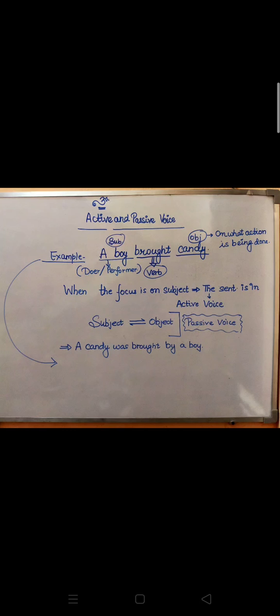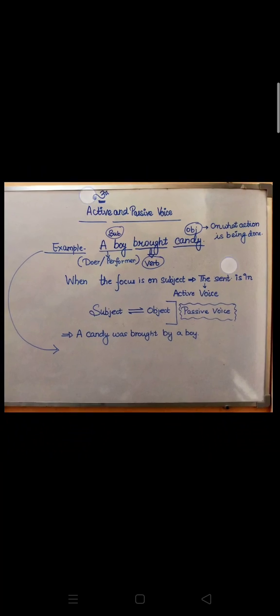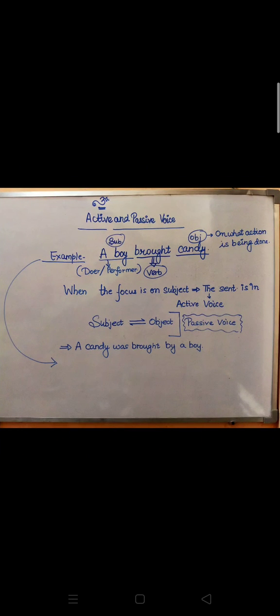Now what is active voice, or what is passive voice? For that I have an example. A boy brought candy. Now if we bifurcate the sentence, what do we get? We get a subject, a verb and an object. What is subject? Subject is a doer or a performer, the one who performs an action.